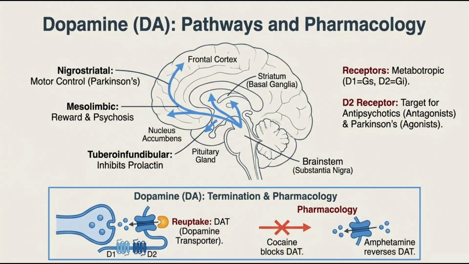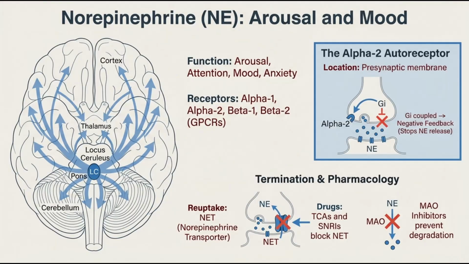Okay, let's move on to dopamine's cousin on slide 10, norepinephrine, or NE. Norepinephrine is the neurotransmitter of arousal, vigilance, and mood. And the visual on the slide is classic. It shows the locus ceruleus, this tiny little blue spot deep in the brainstem. It looks so small on the diagram, but the arrows coming out of it go absolutely everywhere. That is the very definition of a diffuse modulatory system. These few thousand neurons project to the entire cerebral cortex, the cerebellum, the spinal cord.